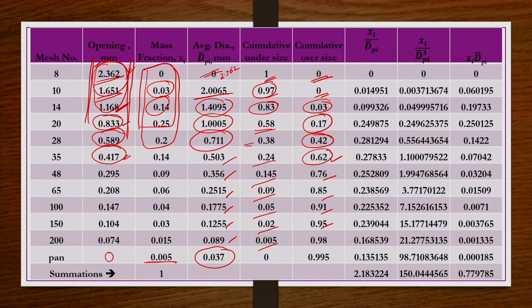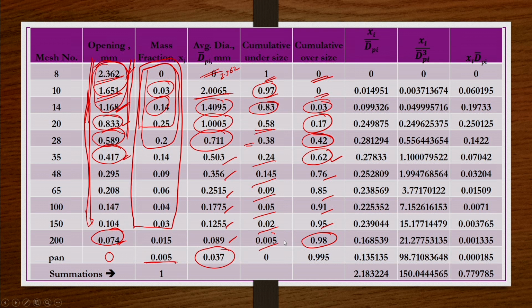Now let us say mesh 200, the dpi is 0.074. What is the fraction of material whose size is larger than dpi 0.074? All these openings above it, 0.104, 0.147 and so on up to 2.362, are larger than 0.074. So their corresponding mass fractions, if you add together, whatever number you get should be added here, that should be 0.98. Okay, so this is how you have to construct the cumulative undersize and then oversize analysis.